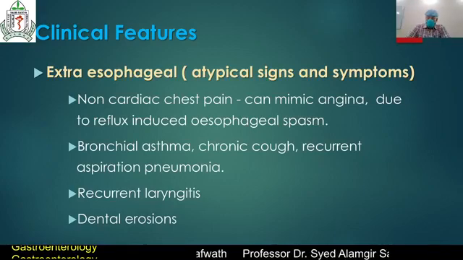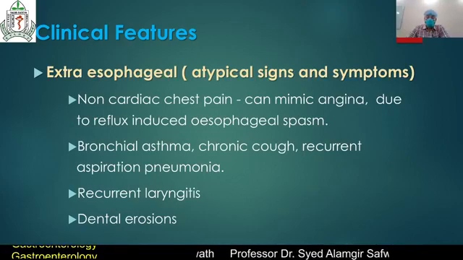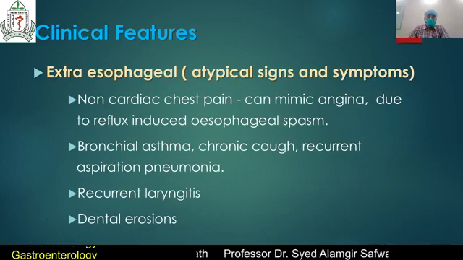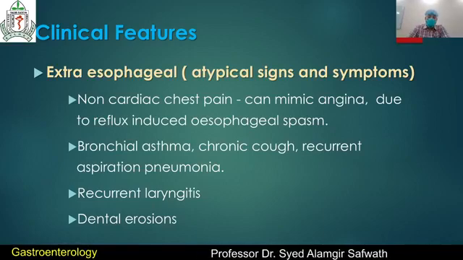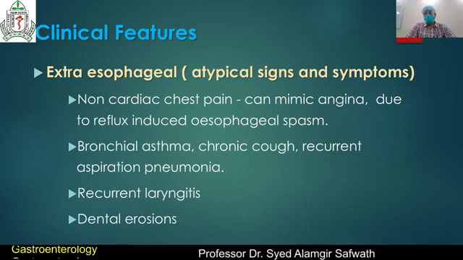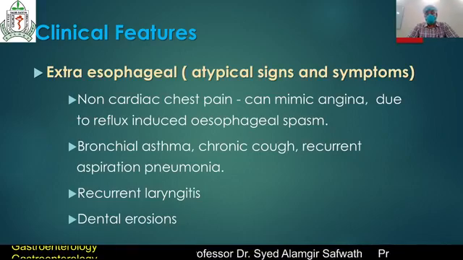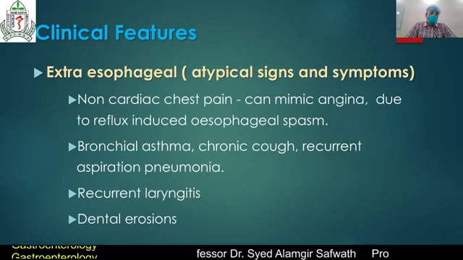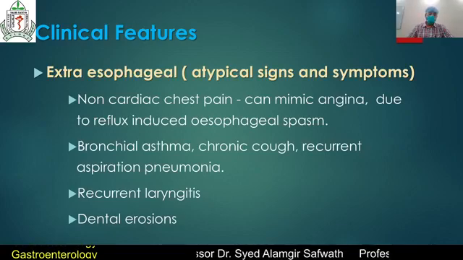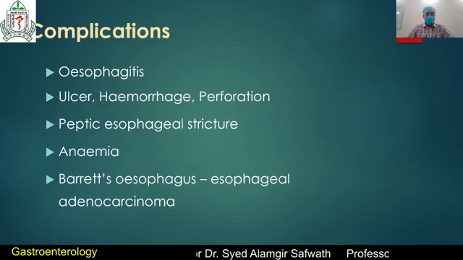You might think that this is a case of myocardial infarction or angina, but actually this is from spasm of the esophageal muscle. And due to repeated or chronic irritation by the acid in the larynx or trachea or respiratory tract, the patient might suffer from bronchial asthma, chronic cough, recurrent aspiration pneumonia, etc. And due to repeated irritation of the larynx with the regurgitant coming from the stomach to the esophagus, the acid can give rise to recurrent laryngitis. The acid coming up from the stomach to the mouth cavity can also cause dental erosions.